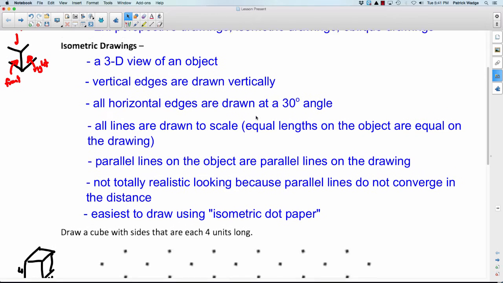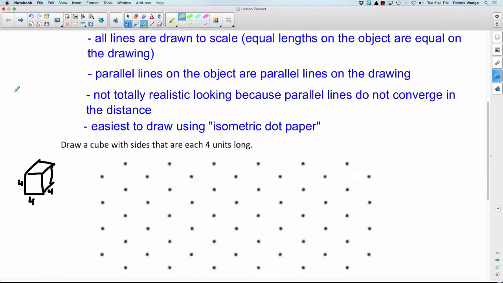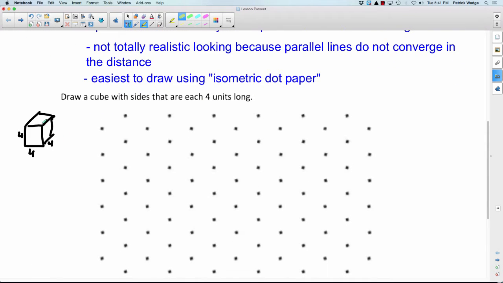Okay, so where you want to start is this front edge right here. So in this case, it would be this edge right there. How far is that? Well, it's 4. It's a cube, so they're all 4.